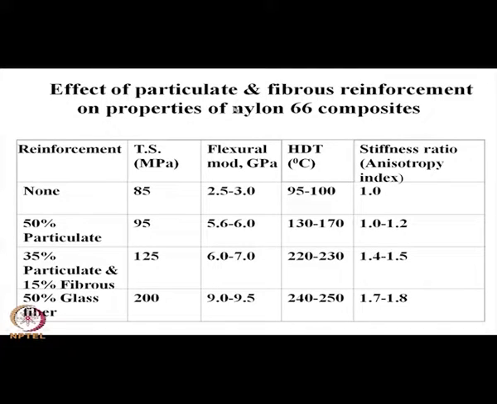Effect of particulate and fibrous reinforcement on properties of nylon 6,6 composites. Now, in this case, only one matrix polymer was chosen, nylon 6,6, an aliphatic polyamide. When there is no fiber, no reinforcement, no filler, the tensile strength of that nylon 6,6 polymer was 85, flexural strength was 2.5 to 3 gigapascal, heat deflection temperature is 95 to 100 degree Celsius, and stiffness ratio is 1 only.